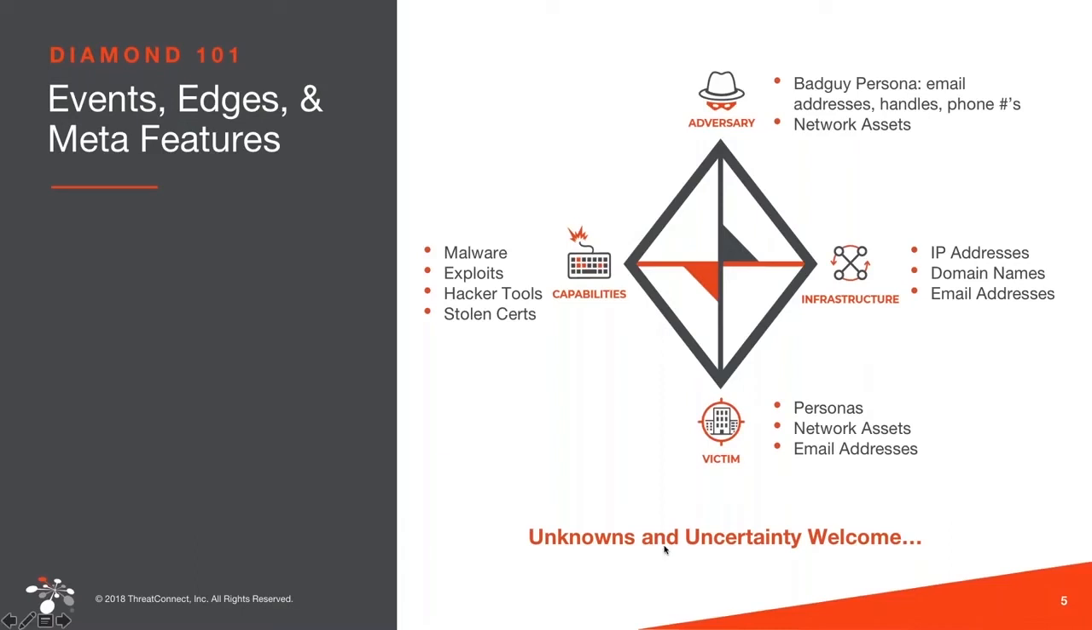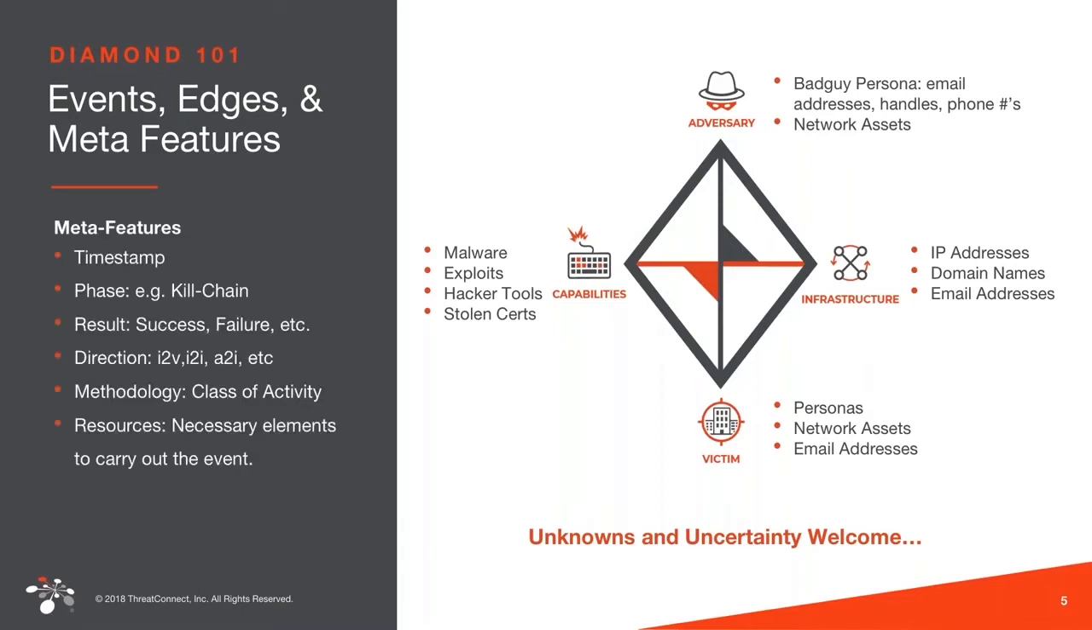There are also meta features within the diamond that help characterize a given event as it's carried out by an adversary. These include timestamps and the phase of a given intrusion, which is pretty easily translated into the kill chain. The result, whether this was a success or failure, lets you track it if you stopped the adversary or they failed in some portion of an intrusion.